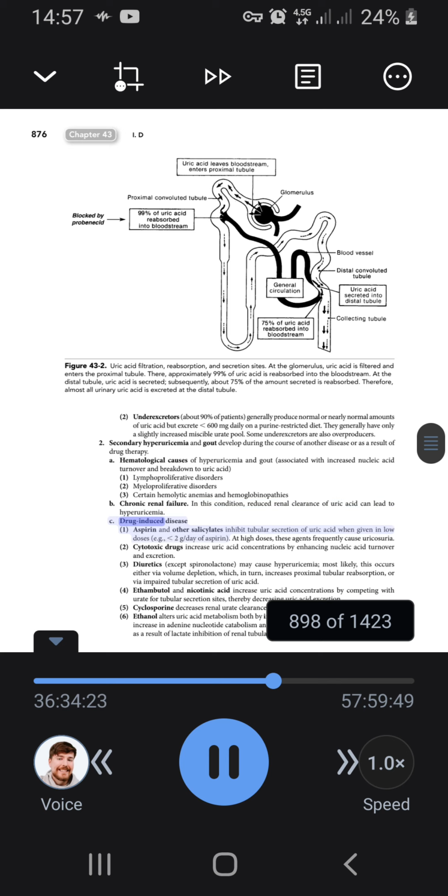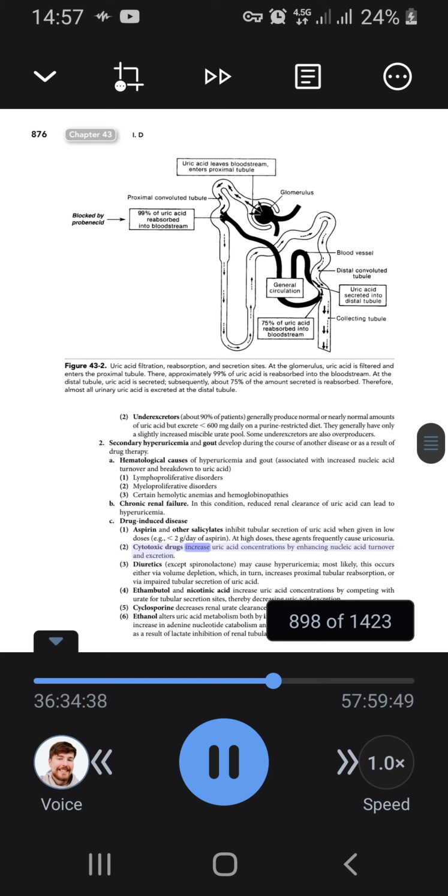C. Drug-induced disease. 1. Aspirin and other salicylates inhibit tubular secretion of uric acid when given in low doses, for example, 2 grams a day of aspirin. At high doses, these agents frequently cause uricosuria.